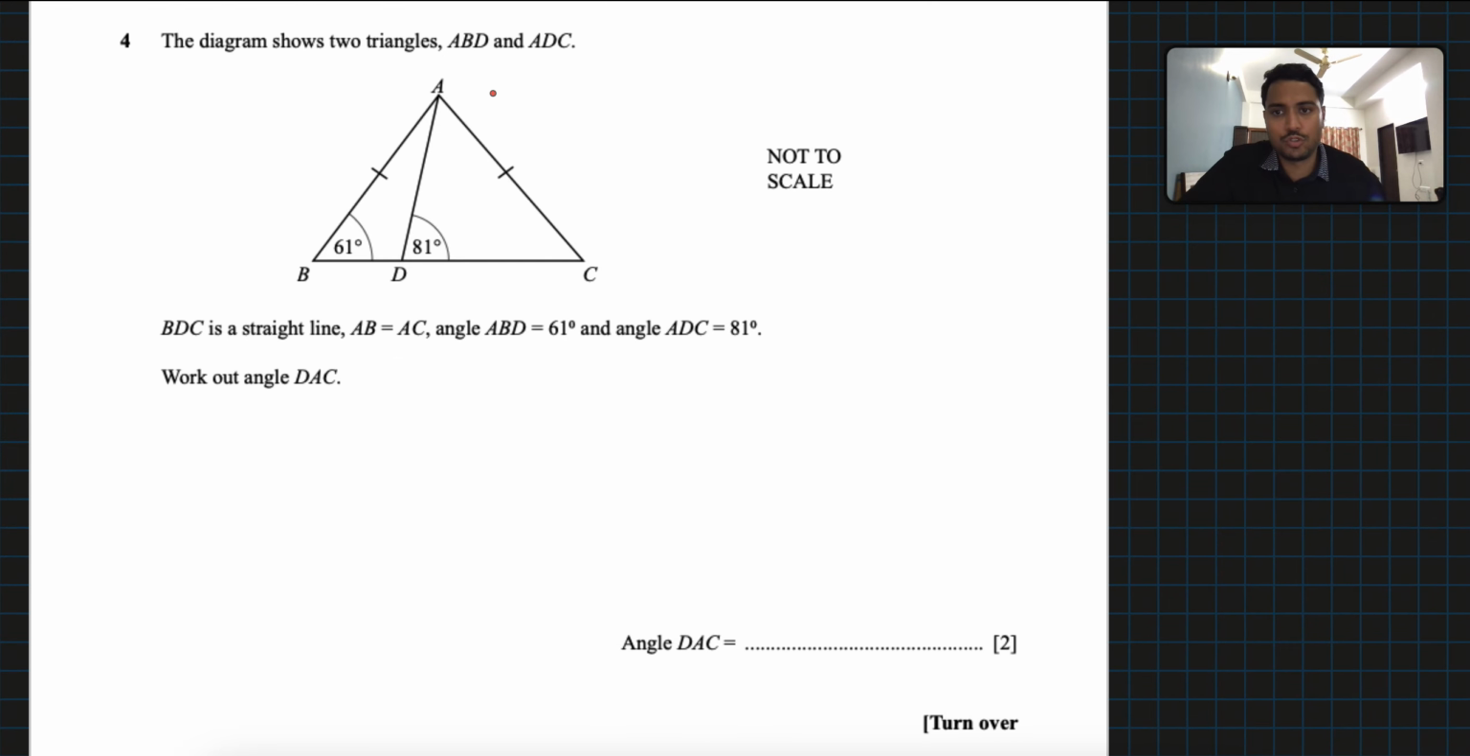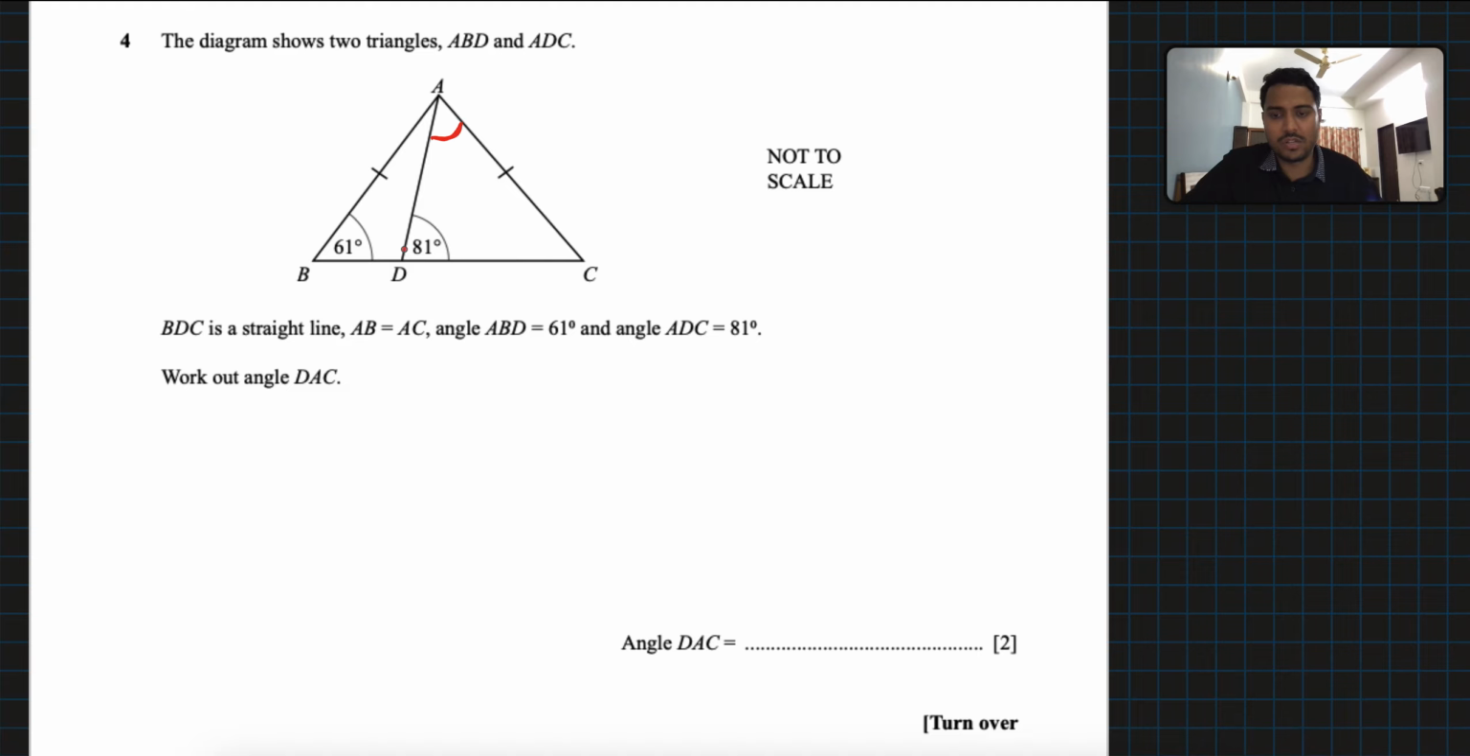Moving ahead, question number 4. It says the diagram shows two triangles ABD and ADC. Side AB is equal to AC, it's an isosceles triangle. Angle ABD is 61 degrees, ADC is 81 degrees, which is already marked in the triangle. Work out angle DAC. ADC is already given to us. We have to find this angle.